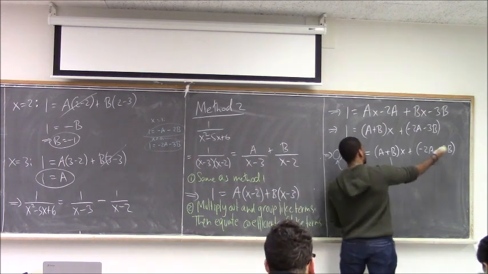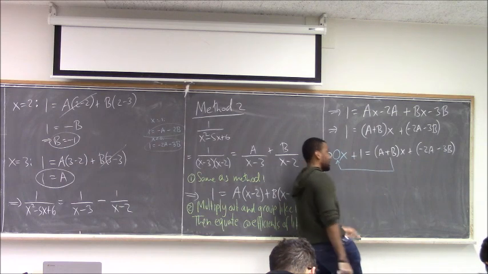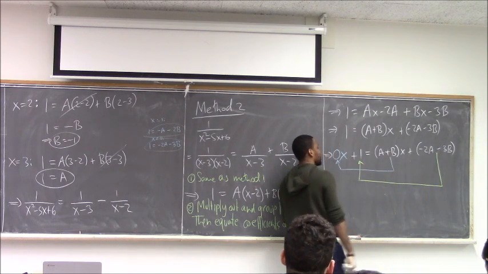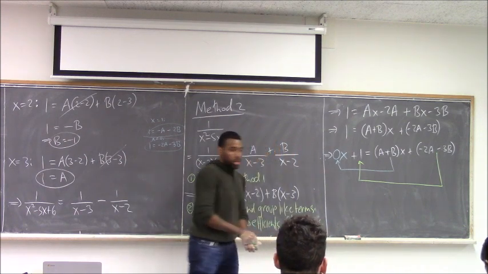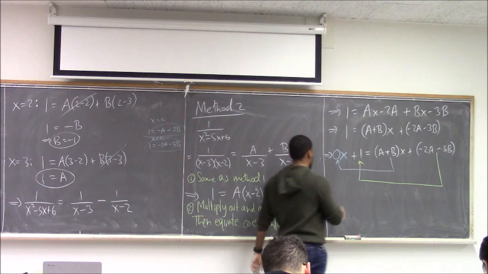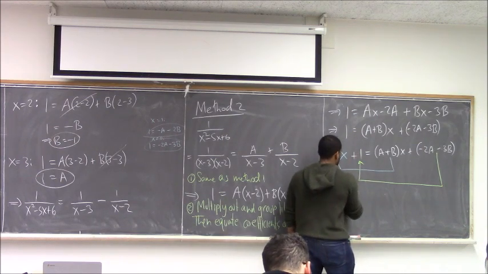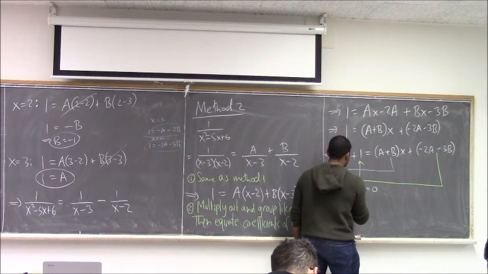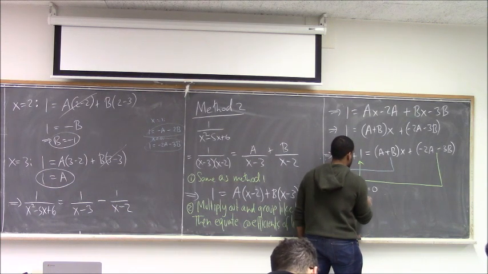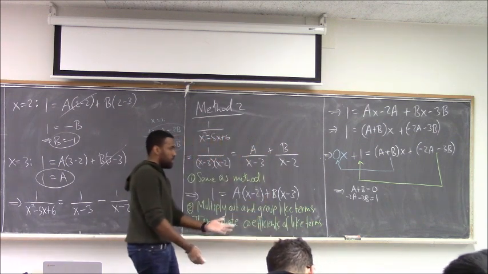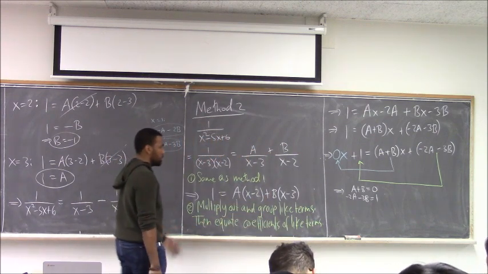Similarly, the constant term on this side must be equal to the constant term on that side. So the minus 2a minus 3b must be equal to 1. So what you would get here is a system of equations. This method always ends up with a system of equations. A plus b is going to be equal to 0, and minus 2a minus 3b is going to be equal to 1. And at this point you can solve that by a variety of methods. You can use substitution or elimination.